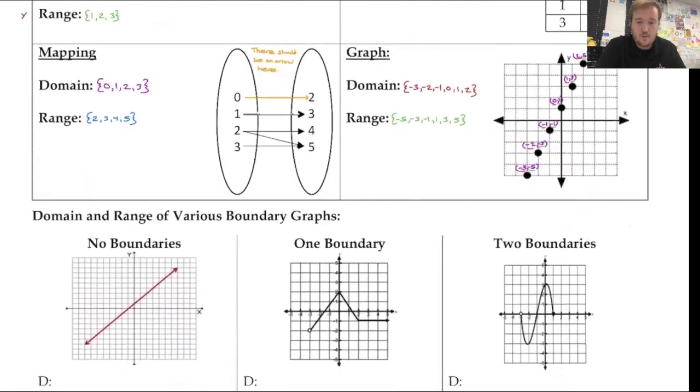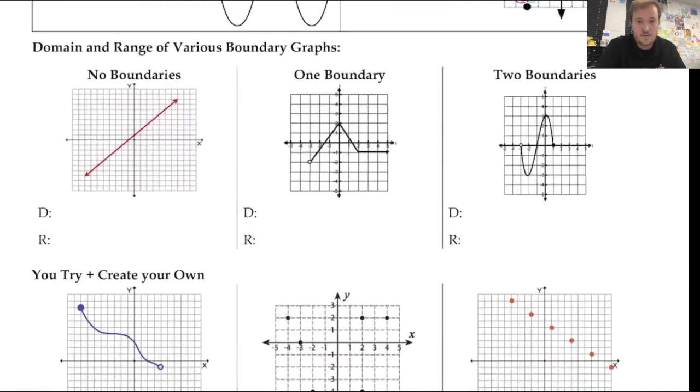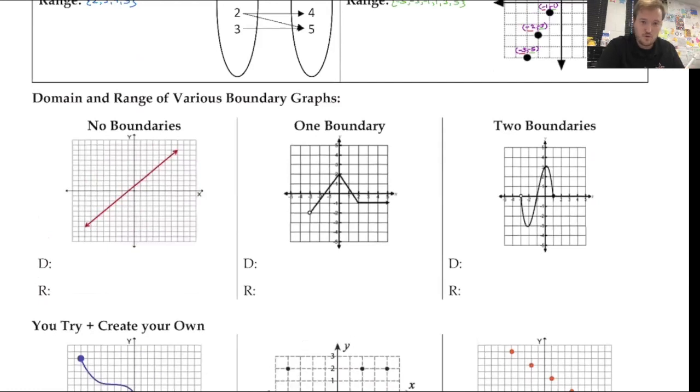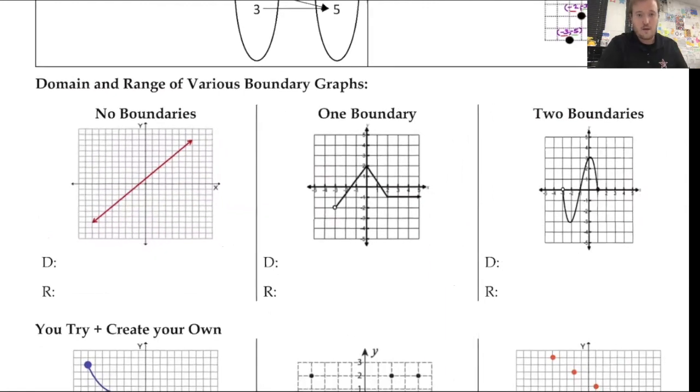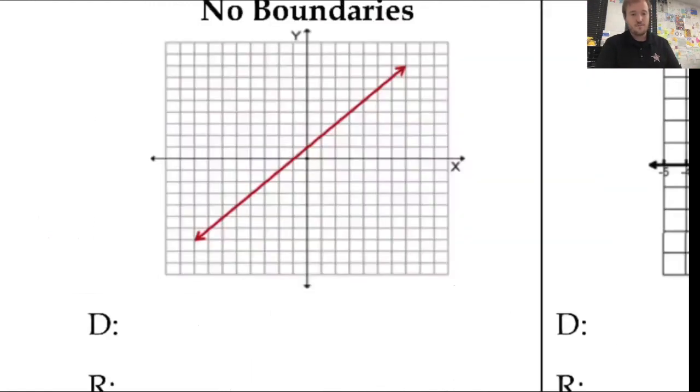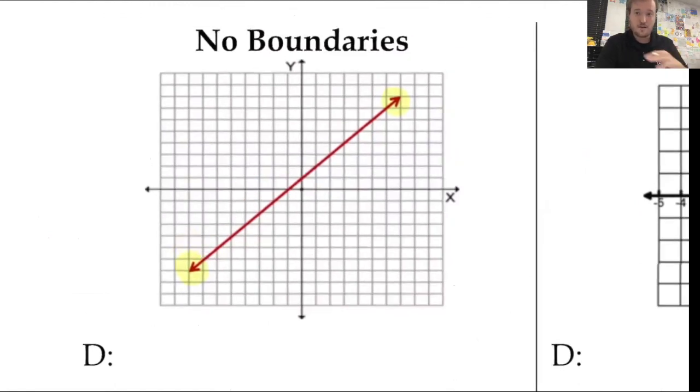Now we're going to actually go into continuous graphs. This is where a lot of the confusion actually comes from. So we have what we call boundaries. Boundaries are what we look at in terms of the graph. So we want to see, do we have any arrows? If you look at this one, we have 2 arrows on both sides of our graph. So it doesn't stop, it doesn't have an endpoint anywhere. So this is what we call no boundaries.